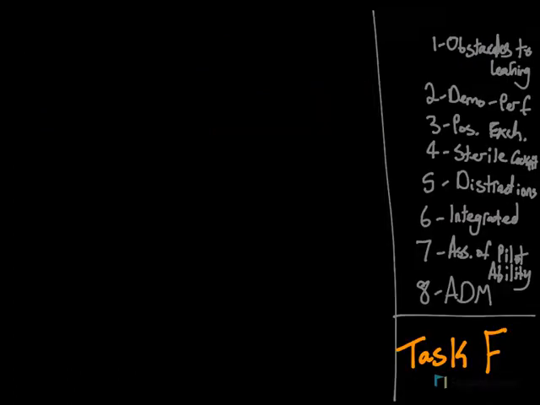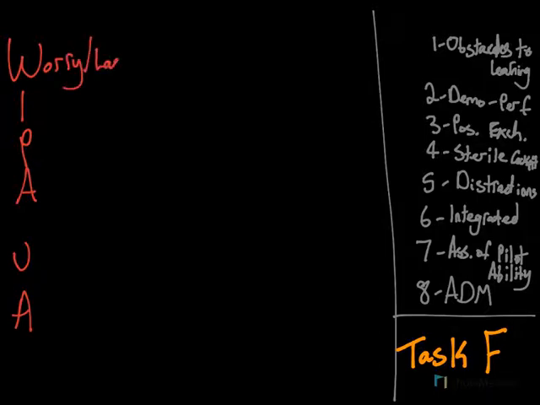Number one, obstacles to learning. Well, in flight instruction, not everything goes smoothly. We already talked about barriers to effective communication earlier. We already talked about Maslow's hierarchy of needs, right? If needs aren't met, people can't learn. Well, here's other obstacles to learning. The way to remember these is WIPA UA, or however you want to say it. WIPA-UA. The first letter here is worry, or lack of interest.